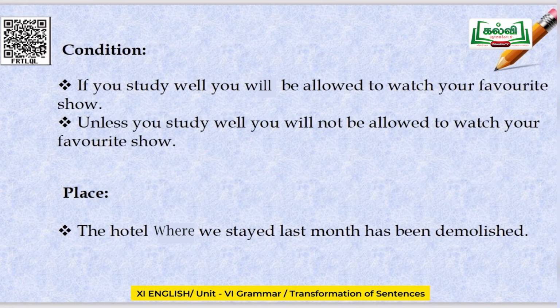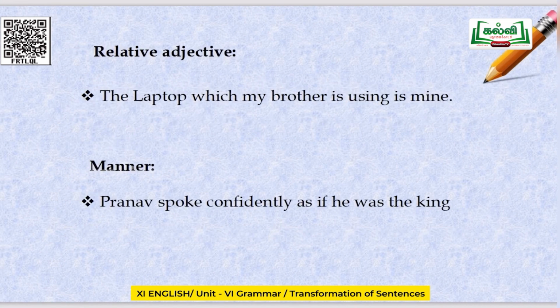Next one is adverbial clause of condition. If you study well, you will be allowed to watch your favorite show. Unless you study well, you will not be allowed to watch your favorite show. Next one is adverbial clause of place. The hotel where we stayed last month has been demolished. Another example is for relative adjective. The laptop which my brother is using is mine. Here, which is the conjunction.